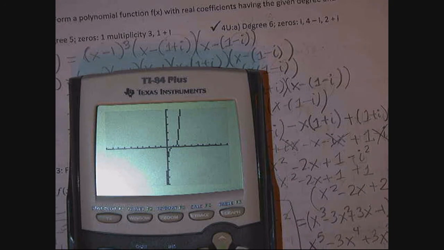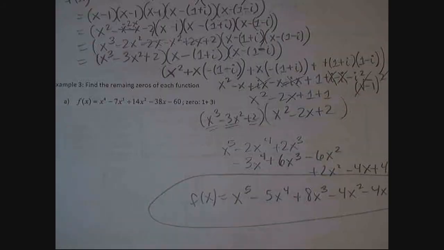Now I have more zeros than I'm supposed to. So a good way to check is always to graph it and see if it matches up with the things you were given in the original question. Okay, alright, so that's just one way to check.